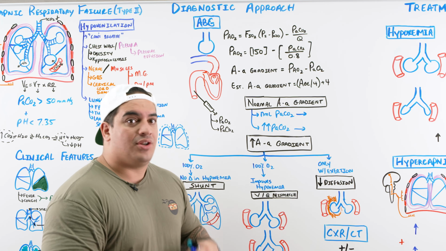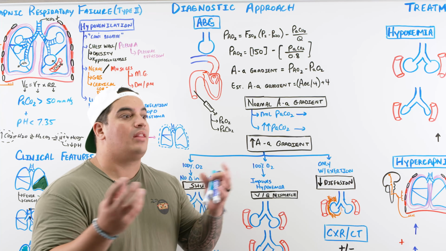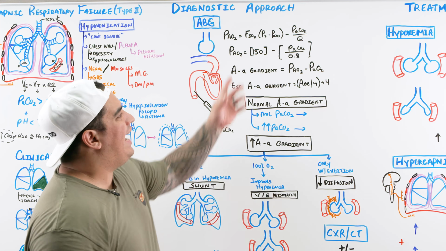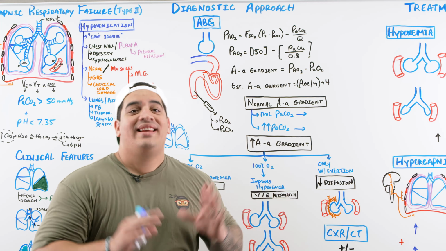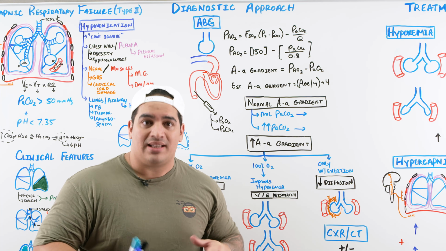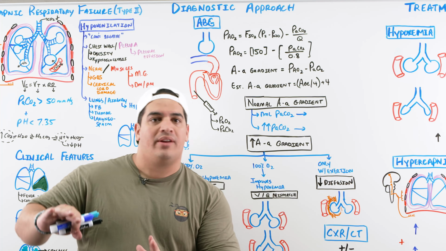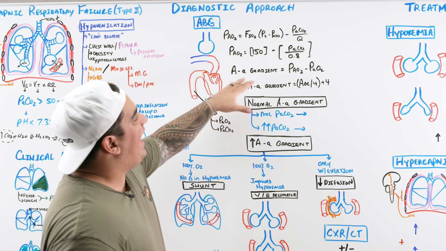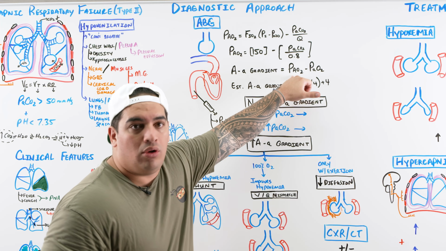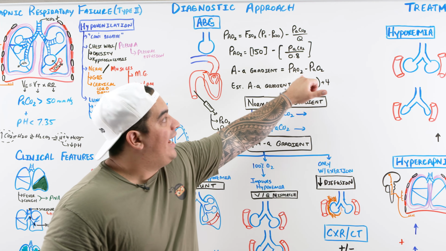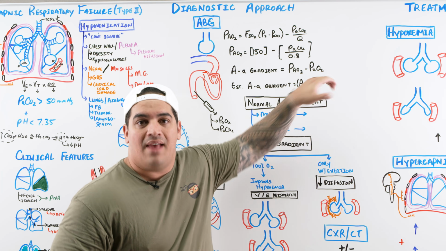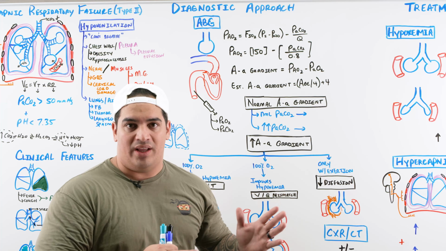In those situations, we have to talk about what the AA gradient is, because it's something you may see on your exam. Now, I doubt that they're going to require you to do any calculations, but to at least have an understanding of what AA gradient means, I'm going to give you a quick, brief overview of it. The AA gradient is looking particularly at the alveolar partial pressure of oxygen and subtracting it from the arterial partial pressure of oxygen. And that tells us the difference between the two, right?